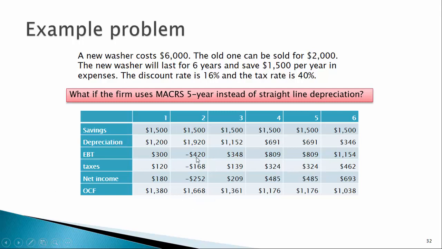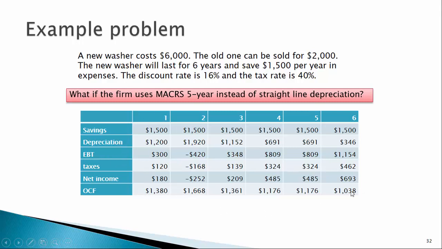Okay, so that small complication aside, this is what you do here. You just calculate depreciation every year. Once again, savings minus depreciation is earnings before taxes. The tax rate times earnings before taxes is the amount of taxes paid. And earnings before taxes minus the taxes is equal to the net income. And then you add back the depreciation to get the operating cash flow.